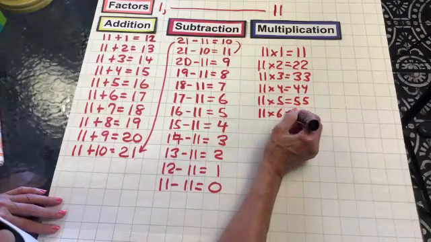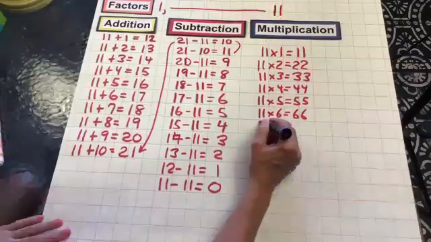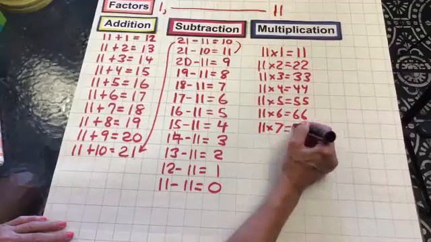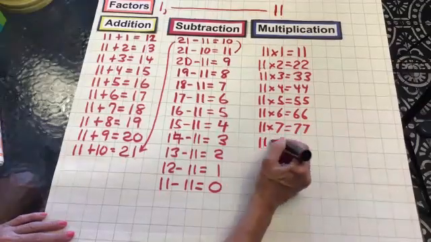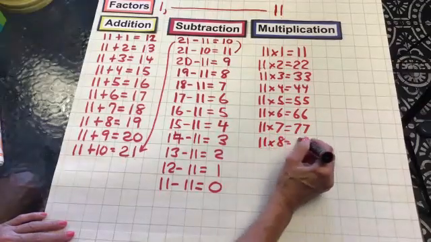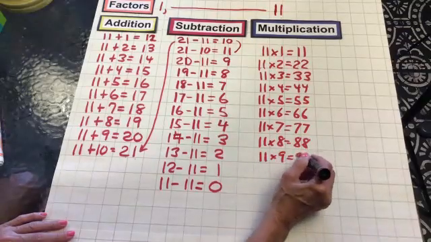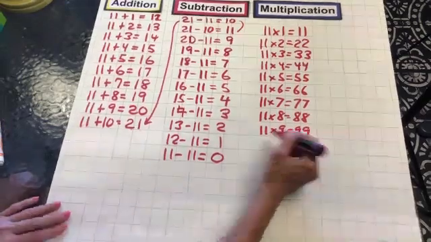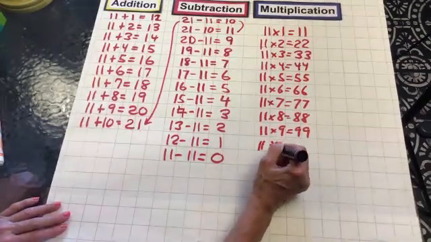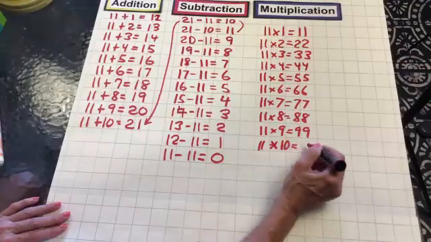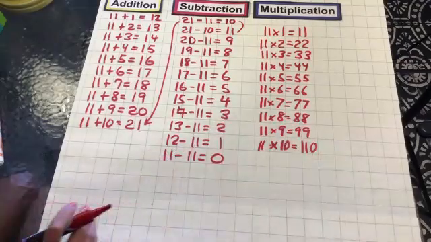11 times 6 equals 66. 11 times 7 equals 77. 11 times 8 equals 88. 11 times 9 equals 99. And 11 times 10 equals 11 with a 0. Boom.